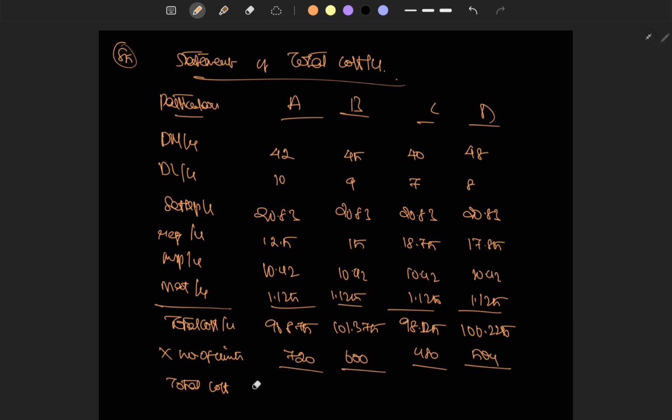Total cost of every product. 96.875 into 720 gives us 69,750. 101.375 into 600 gives us 60,825. 98.125 into 480 gives us 47,100. 106.225 into 504 gives us 53,537.